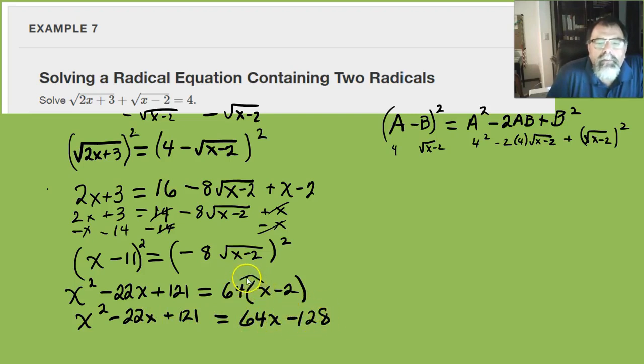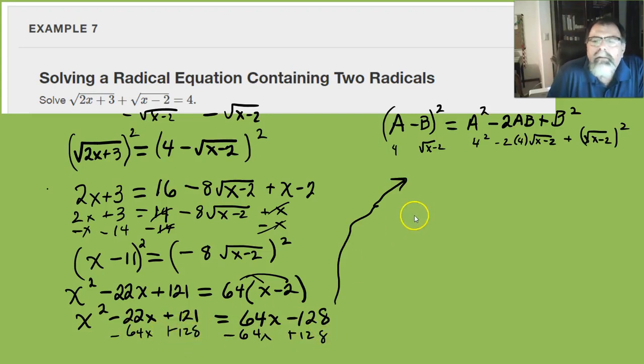So I distribute the 64. Hopefully I did that right. Now I'm going to get everything on one side. So let's move up to here. I'm going to subtract 64x, and I'm going to add 128.